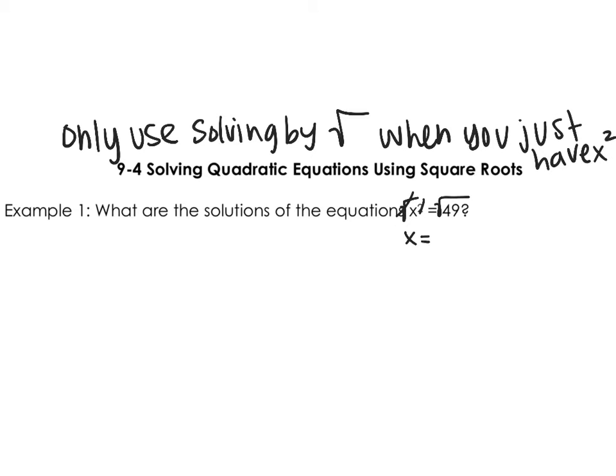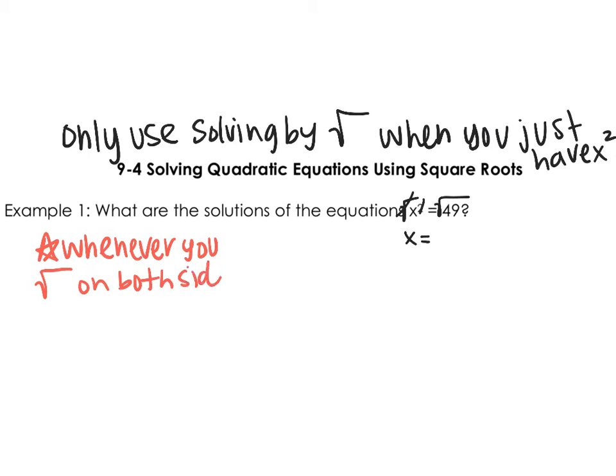We need to write ourselves another little note. So on the side, make yourself a little note. Whenever you square root on both sides, you must put plus or minus. So what this means is that whatever we get for the square root of 49, it's going to be positive or negative, whatever that answer is.